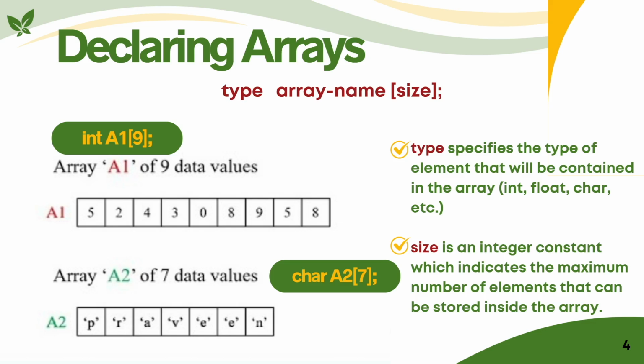In the second example, you could see array A2, its size is 7 and its type is character, which means the compiler will allocate memory for this array A2, that is, it would reserve 7 consecutive memory locations in order to hold elements of type char.